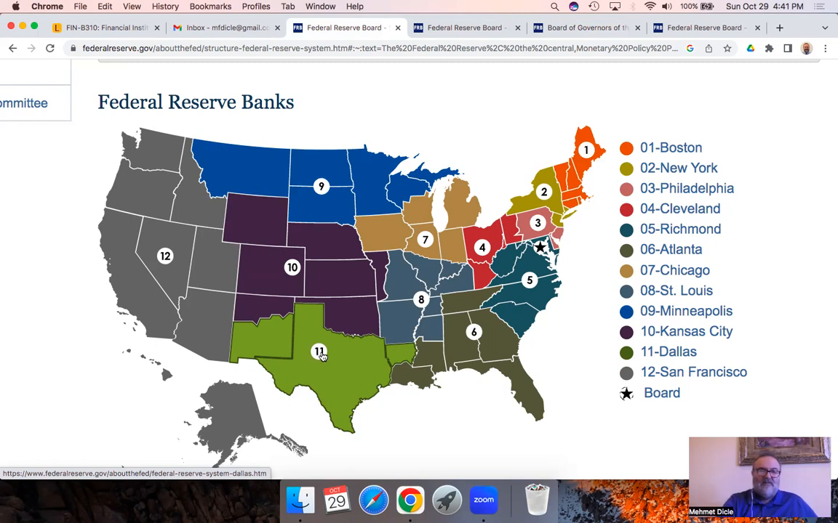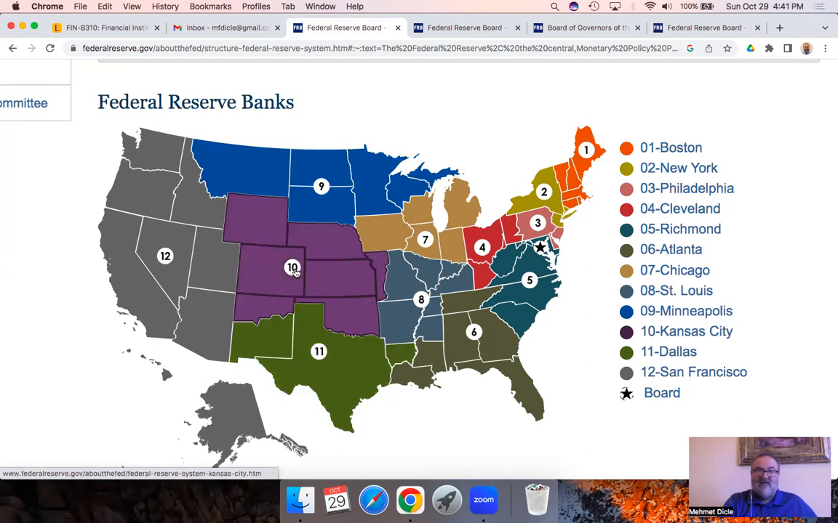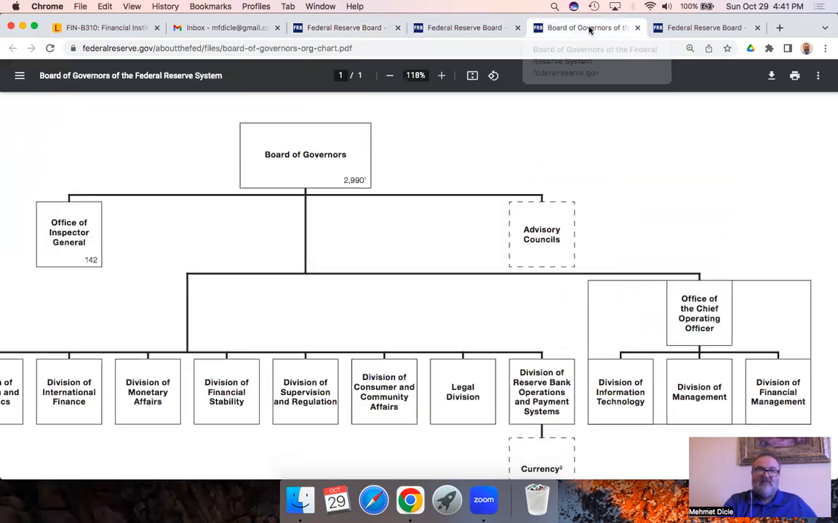In the case of the Federal Reserve System, these are independent banks, independent central banks. Each and every one of them has very common duties, but they also have something very unique to each and every one. So the Federal Reserve Board is the regulator of the 12 central banks.